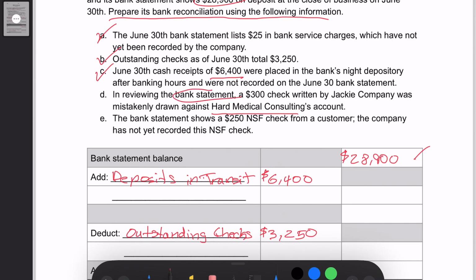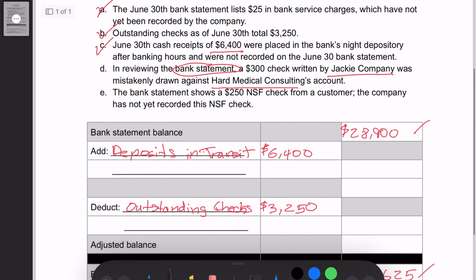In reviewing the bank statement, a $300 check written by Jackie Company was mistakenly drawn against Hard Medical Consulting. Who made the error? What side did it occur on? Well, it occurred on the bank side because the bank took money out of our account because of a check written by Jackie Company. The bank actually took it out of our account rather than in another account that Jackie Company had intended it to come from, okay? Jackie Company is just an outside entity that isn't really related to anything we're doing here, but it is part of the error situation. So we've identified the error has occurred on the bank side.